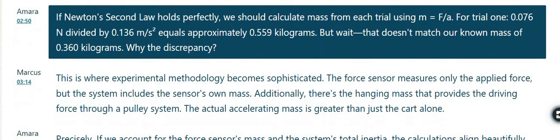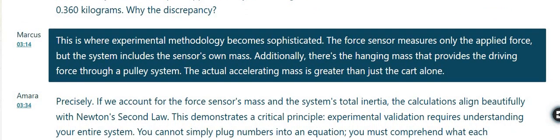If Newton's second law holds perfectly, we should calculate mass from each trial using m equals F over a. For trial 1, 0.076 newtons divided by 0.136 meters per second squared equals approximately 0.559 kilograms. But wait, that doesn't match our known mass of 0.360 kilograms. Why the discrepancy? This is where experimental methodology becomes sophisticated.